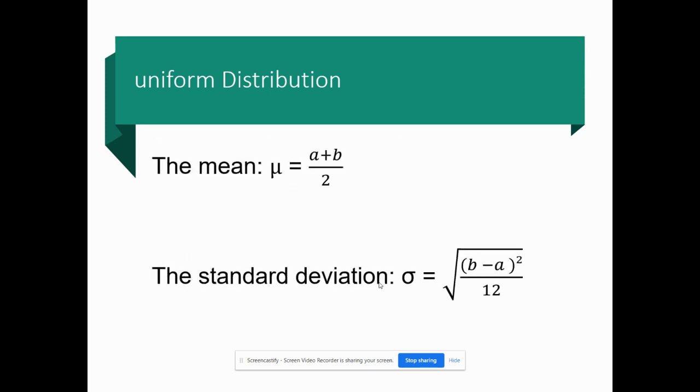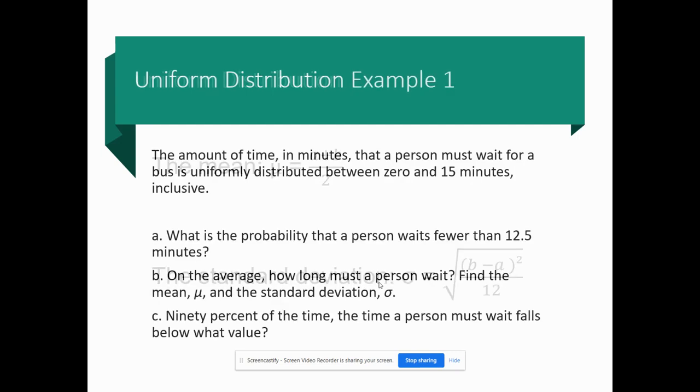Okay, so let's look at one. The mean is a plus b over 2, and the standard deviation is the square root of b minus a squared over 12. Okay.